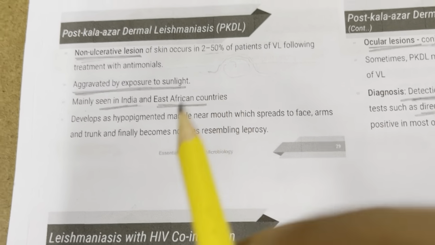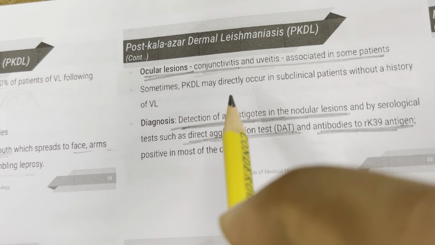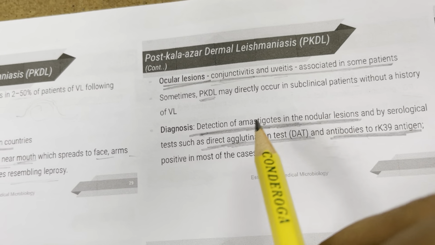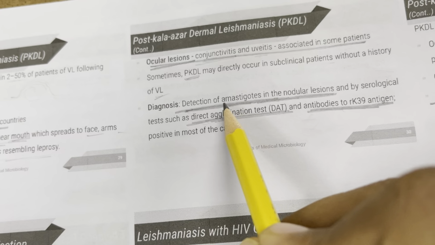And it develops as a hypopigmented macule near the mouth, which spreads to the face, arms and trunk, and finally becomes nodules resembling leprosy. And you can also see ocular lesions in some patients like conjunctivitis and uveitis, and sometimes PKDL may directly occur in subclinical patients without a history of Kala Azar or visceral leishmaniasis.